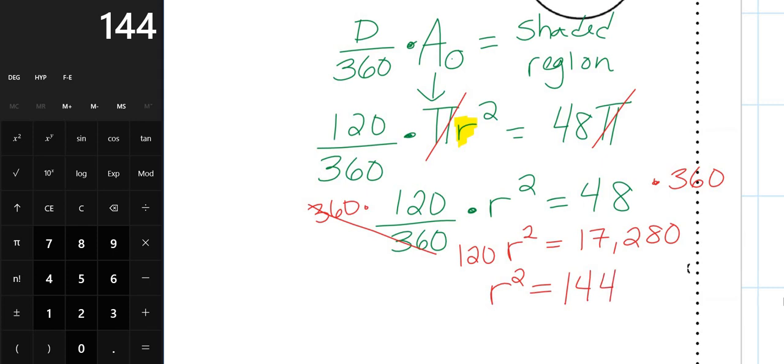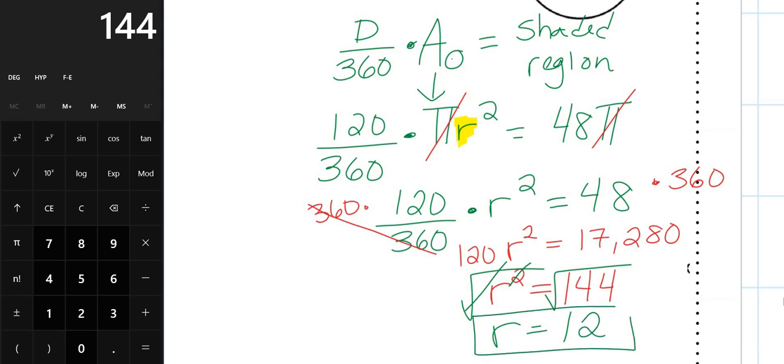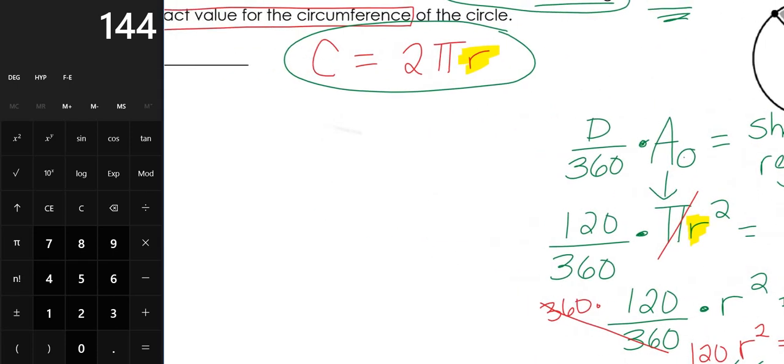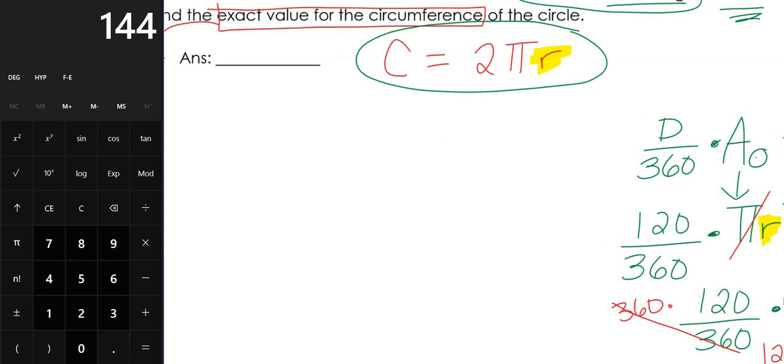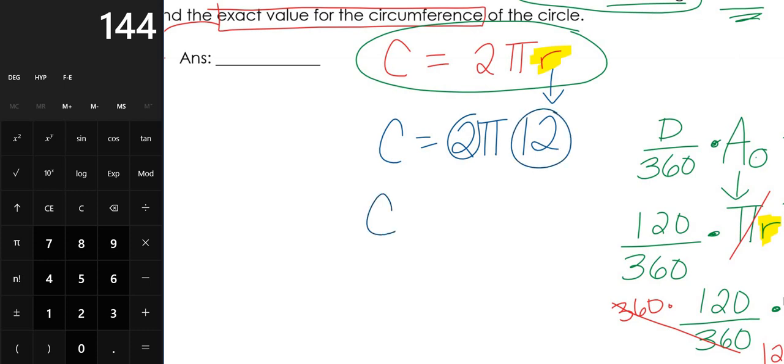And now I just want the radius, not the radius squared. So I'm going to square root both sides. The square and the square root cancel. So r equals the square root of 144, which is exactly equal to 12. Okay, so I have my radius. Perfect. That's all I needed to get the circumference. So now refocus. We're going to go ahead and plug in r into our formula so we can get the circumference. So circumference equals 2 times pi times 12. Multiply 2 and 12. Circumference equals 24 pi.